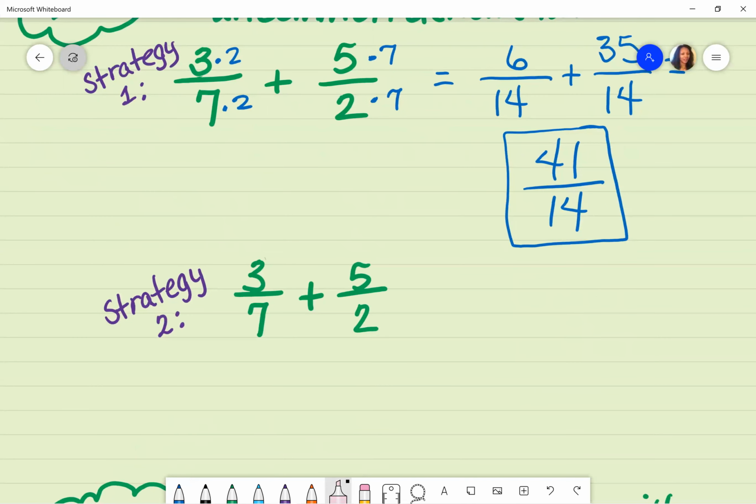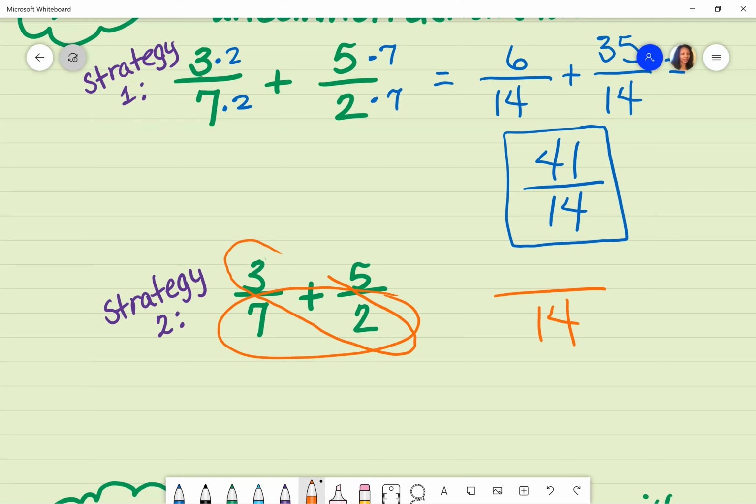So basically my strategy is just me. I like to draw circles and pictures. So what I'm going to do is for my step 1, I'm going to multiply my denominators, which is going to give me 14. My step 2, I'm going to multiply the numerator of the first fraction times the denominator of the second fraction. So 3 times 2 is 6.